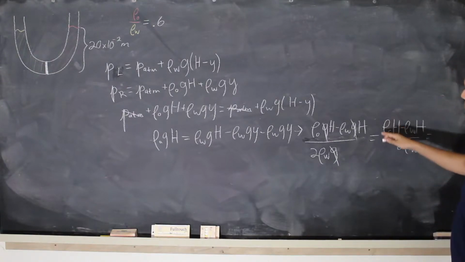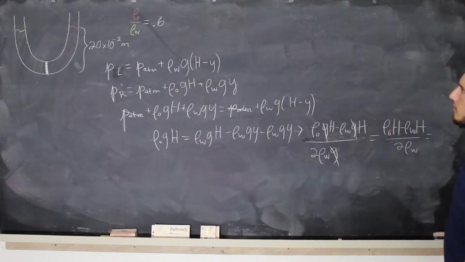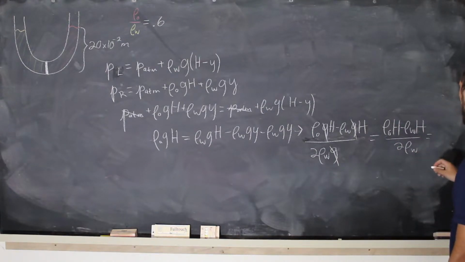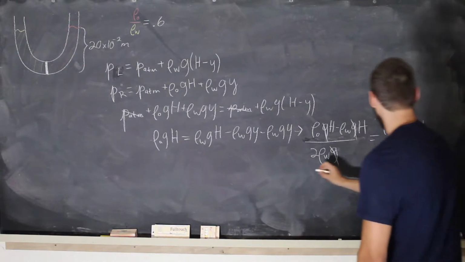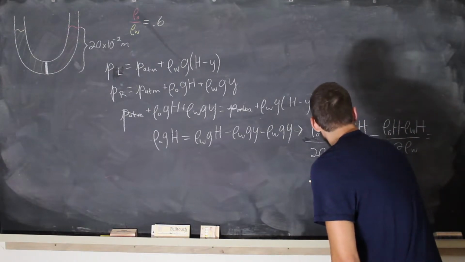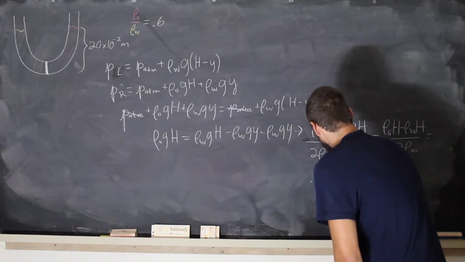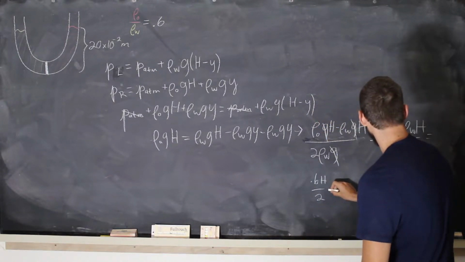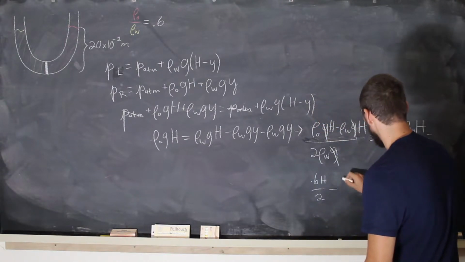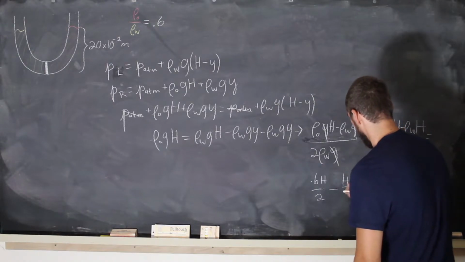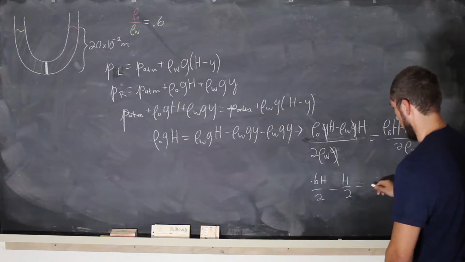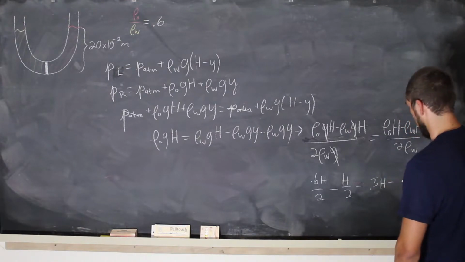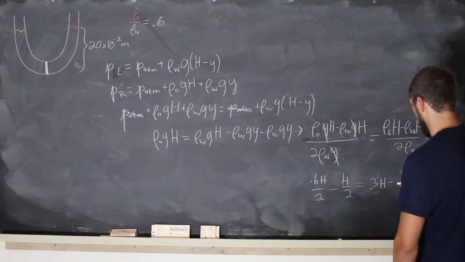And of course, rho oil over rho water is going to be 0.6. Rho water over rho water is 1. And all we're left with is going to be 0.6 H over 2 minus H over 2, which is going to be equal to 0.3 H minus H over 2.